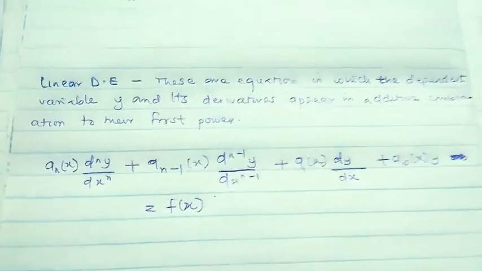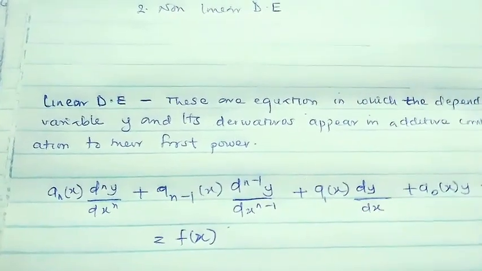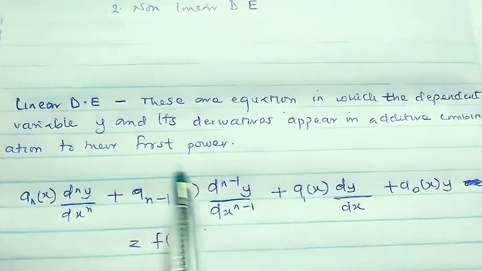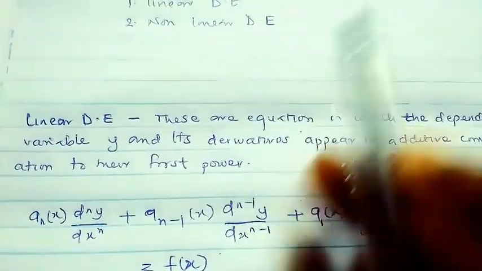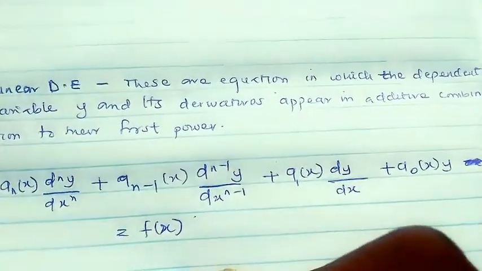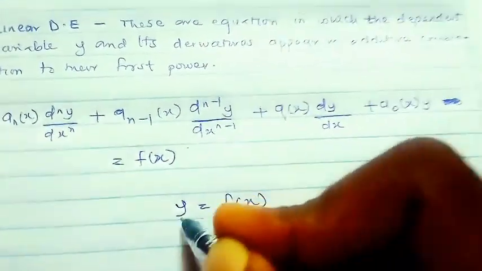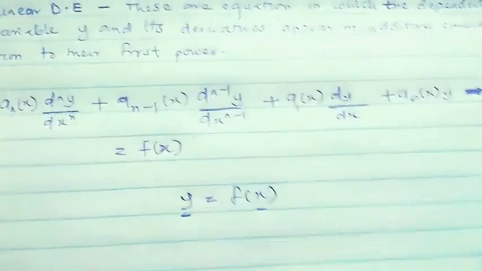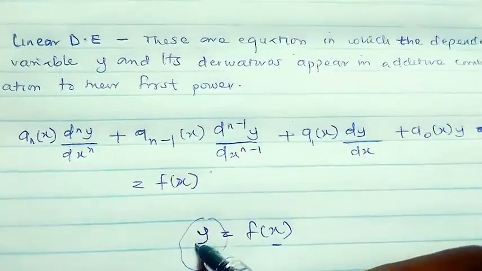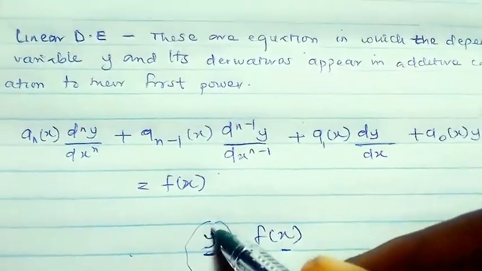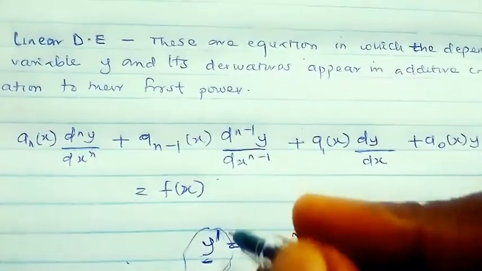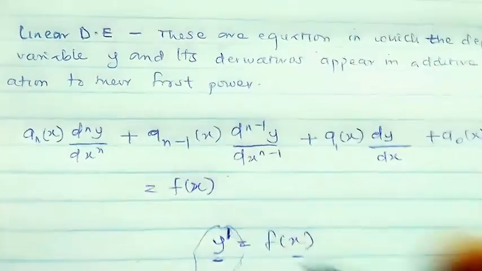Now what is a linear differential equation? This is an equation in which the dependent variable y and its derivatives appear in additive combination to their first power. Now, what is this trying to say? The dependent variable. Now, what is a dependent variable? Given a function y equals f(x), this is your dependent variable and this is your independent variable. So, an equation whereby this dependent variable is added to the derivative of this same dependent variable to their first power. That means the dependent variable in every linear equation must have a power of 1.